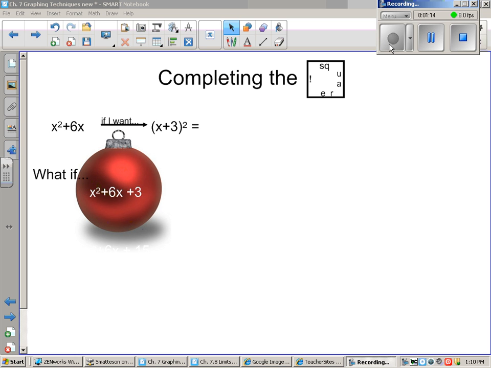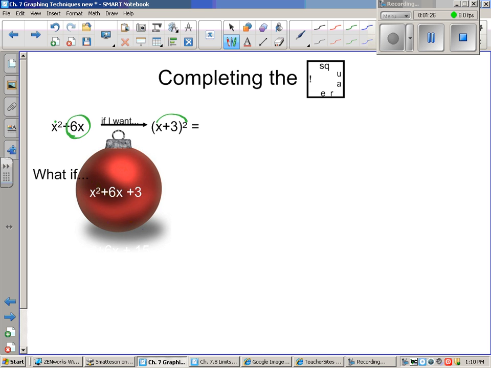Now, the way to do this, to start anyway, is to examine that middle term and recognize that we are going to have x and x. That's how you get the x squared. But to figure out x plus or x minus what number, we take the middle term and divide it by 2. That tells us we're going to get x plus 3, something squared. That's what I'm looking for.